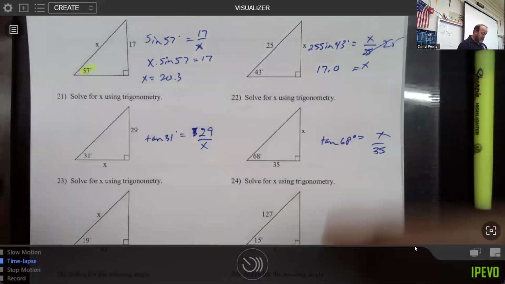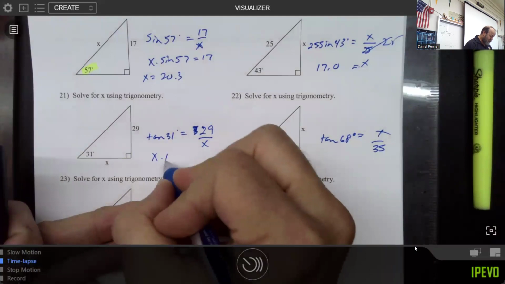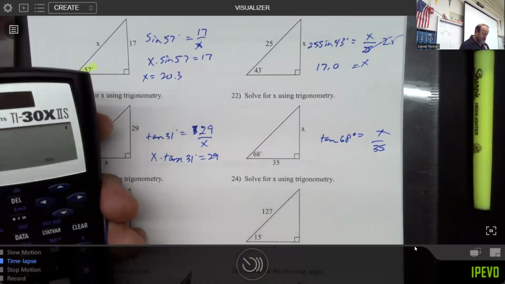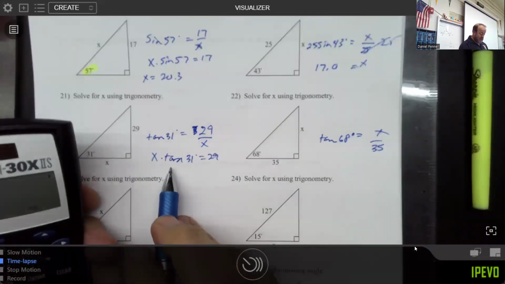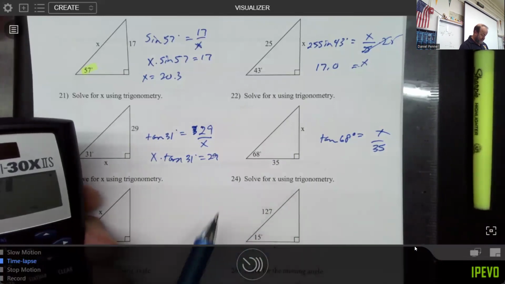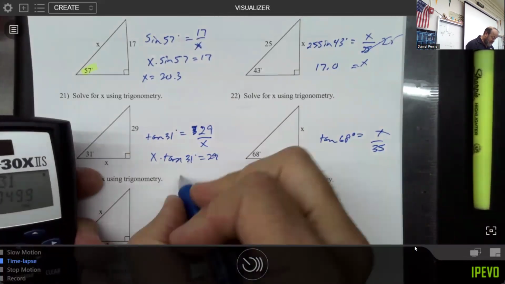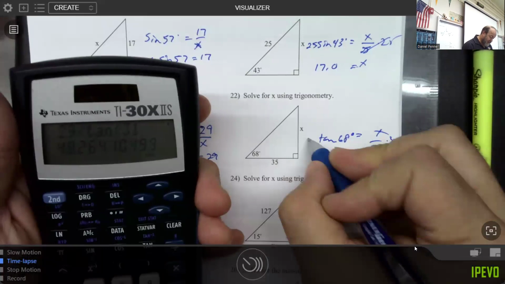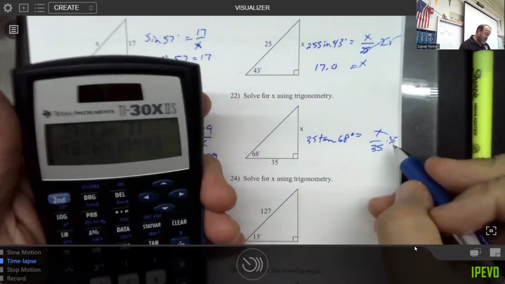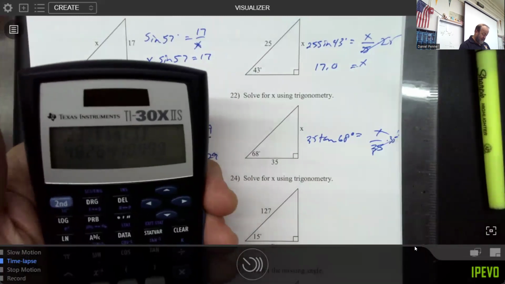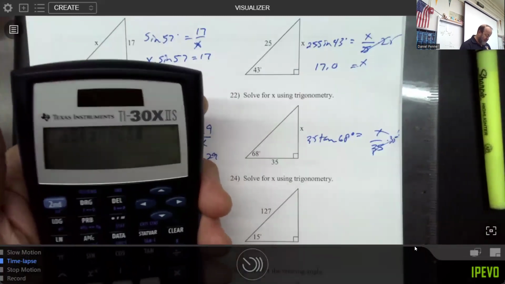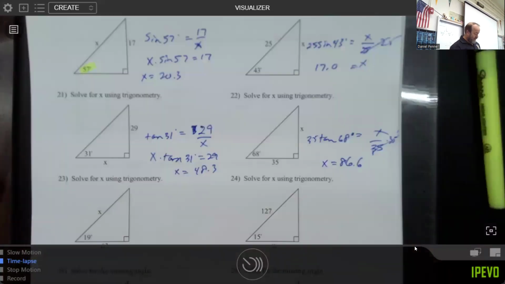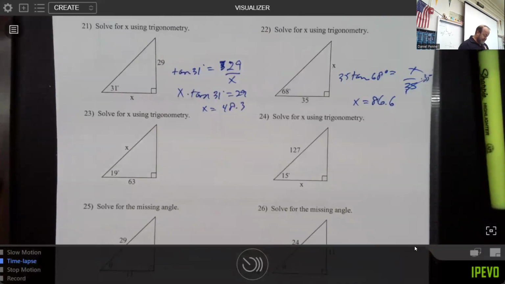Very much in the same style of what we did, if you cross multiply to get that variable out of the denominator, since x is being multiplied by that tangent, I need to divide both sides by the tangent. And I got x is 48.3. Whereas over here, just like the other one, I need to multiply both sides by 35 to get rid of that denominator. 35 tangent of 68, we're looking at 86.6. Cool. All right, two more of these to go.